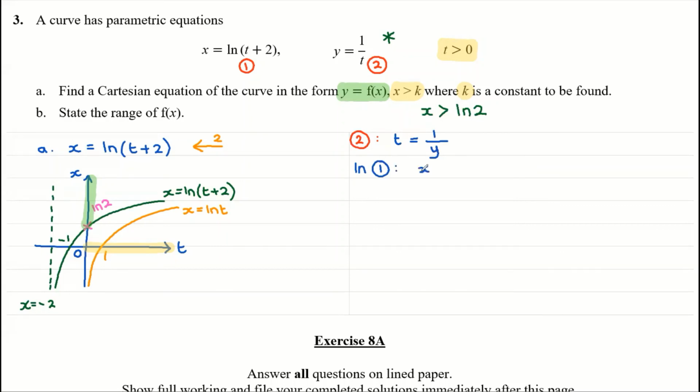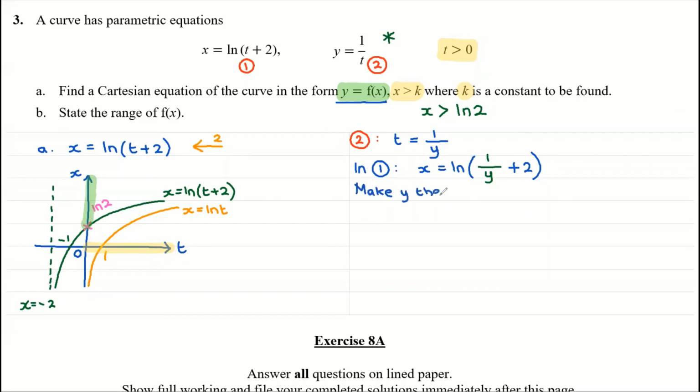Well, I will get x is equal to the natural log, and then I replace my t with 1 over y, like so, and then I add 2, and that would seem to be the end of it. But there is a problem. It is a Cartesian equation, there's nothing wrong with that, but it's not in the form we need. It has to be in the form y equals f of x. So now I have to make y the subject.